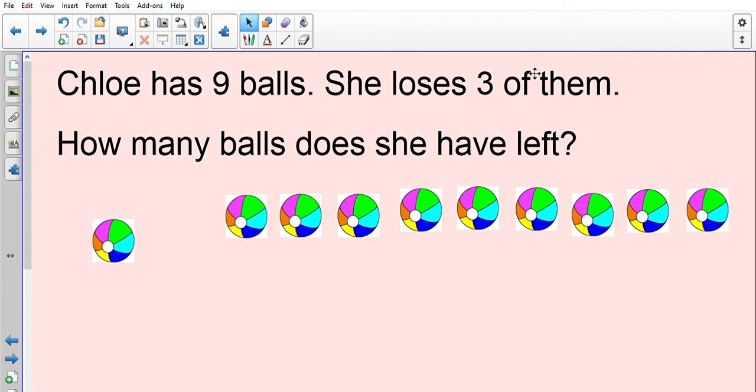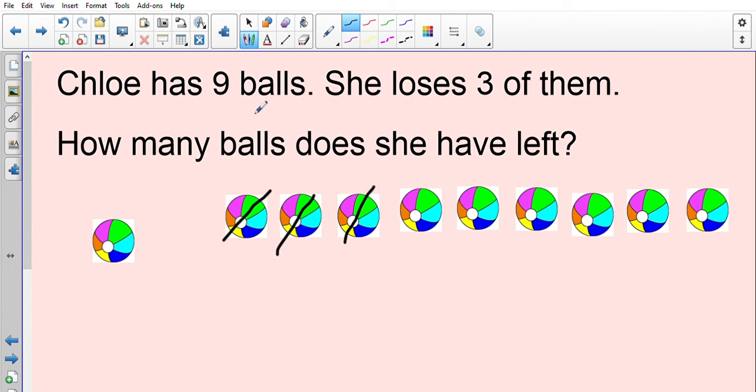But she loses 3 of them. If she loses 3 of them, do we need to add 3 balls or take 3 balls away? That's right, we need to take 3 balls away, don't we? I'm going to cross them out to get rid of 3 balls that she's going to lose. So she's going to lose 1 ball, 2 balls, 3 balls. Let's count how many balls she has left. 1, 2, 3, 4, 5, 6. So she has 6 left. Brilliant. So that one was a subtraction problem.